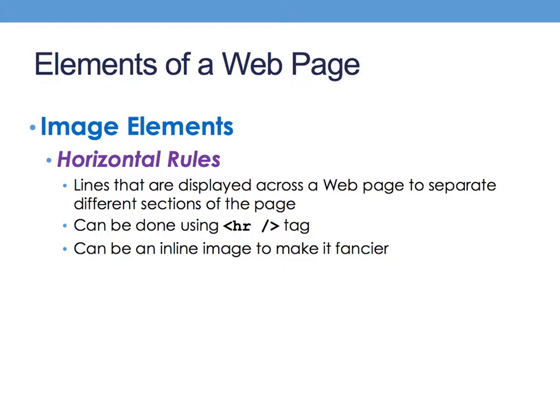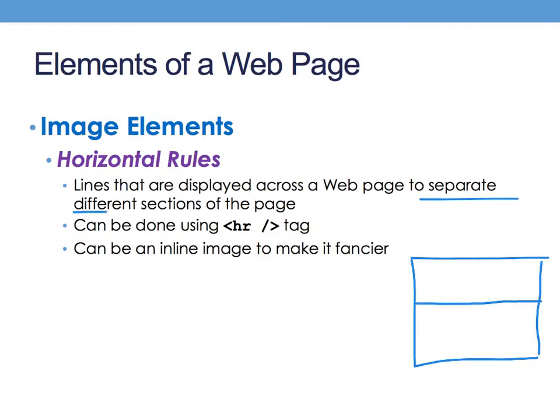And then finally, the last thing that I classify as an image element is called a horizontal rule. You saw this on the previous page where we had the entire web page body, and you saw that line going across the screen. So these are horizontal lines that are displayed across a web page, and their biggest purpose is to separate that web page into different sections.